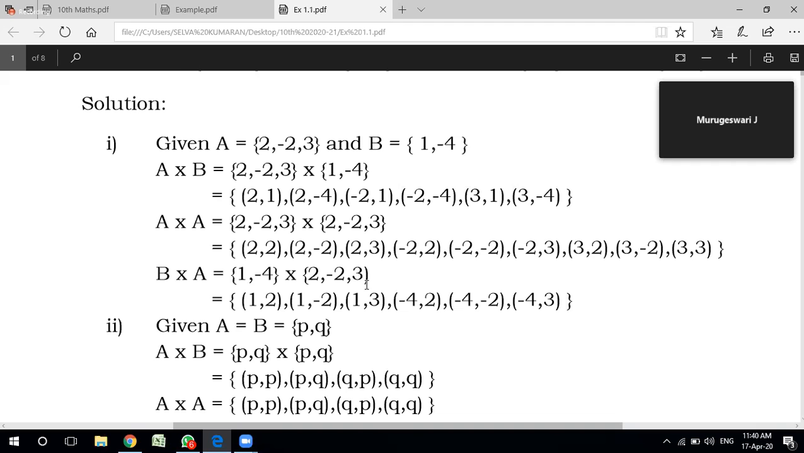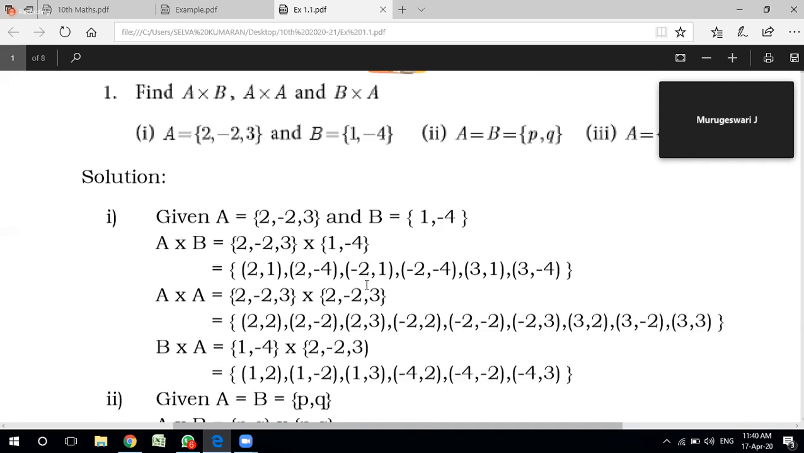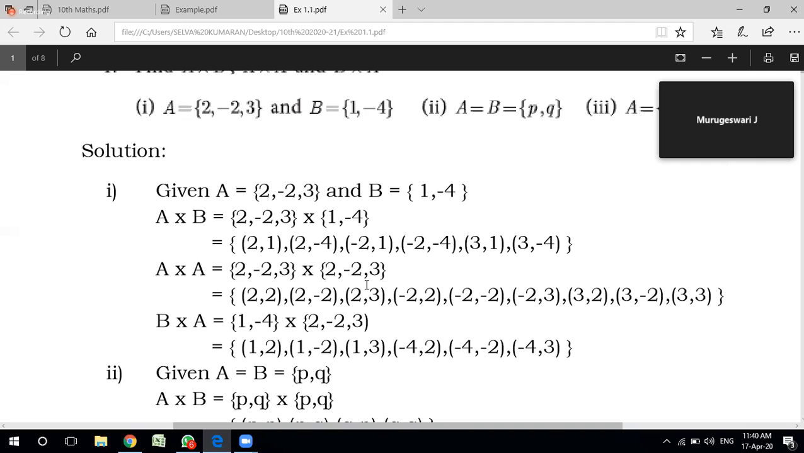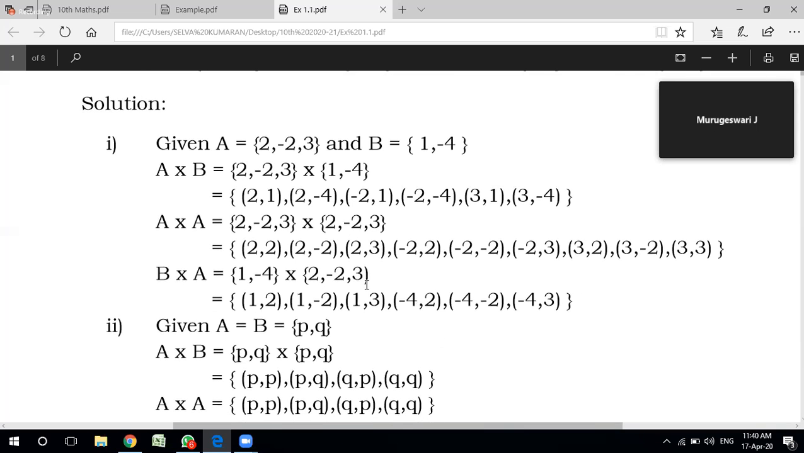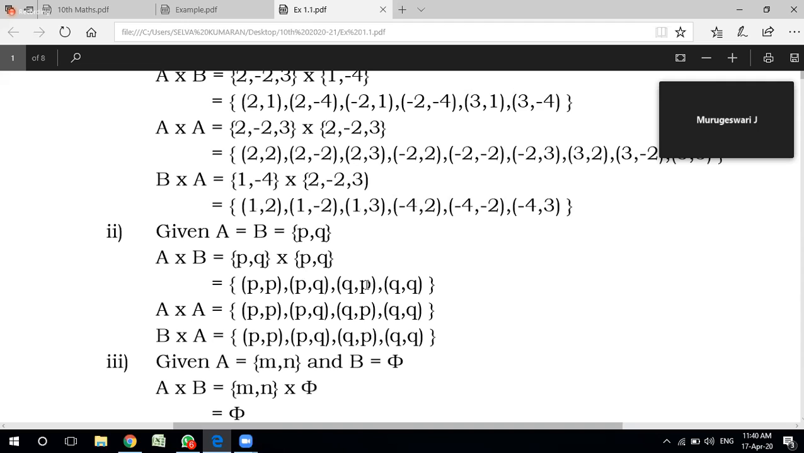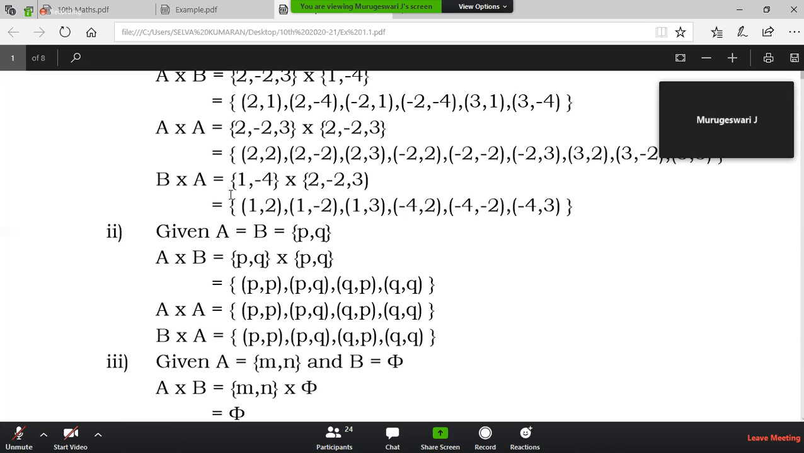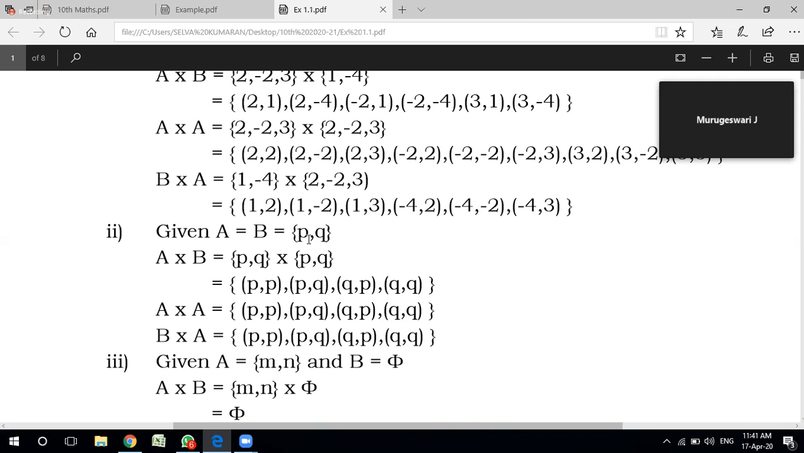And next subdivision, A equal to B. Both of them are equal. That is given in the second subdivision. So equal means A and B are equal. So you take {P, Q} cross {P, Q}. So the answer is also the same. Both the answers, A cross B, A cross A and B cross A, all the answers are the same. The two sets A and B are equal means A cross B equals B cross A.